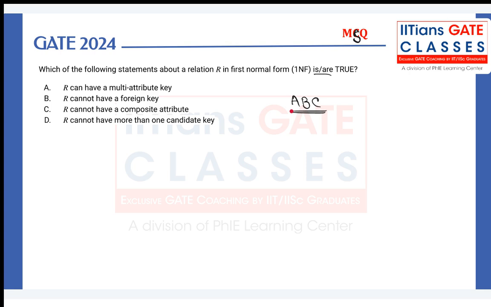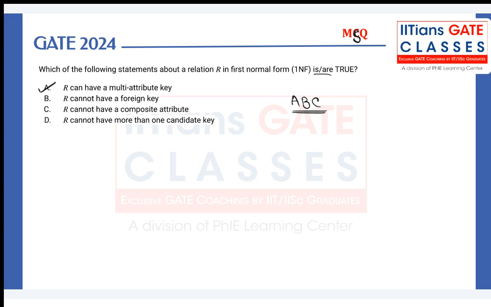1NF only requires a cell to have an atomic value. That's it, right? 1NF only allows a cell to have an atomic value. If a relation R contains a multi-attribute key, there is no problem with it. Okay, so option A is true. Is option B true?